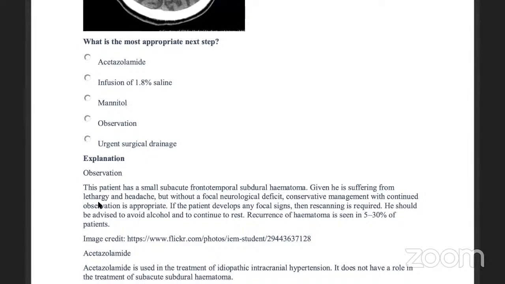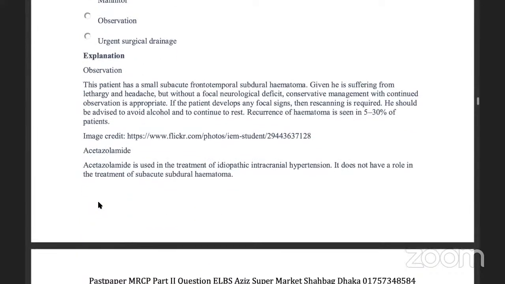So this patient has a small subacute frontotemporal subdural hematoma, and given he is suffering from lethargy and headache but without focal neurological deficit, conservative management with continued observation is appropriate. If the patient develops focal signs, then re-scanning is required. He should be advised to avoid alcohol and continue at rest. Recurrence of hematoma is seen in 5 to 30% of patients.